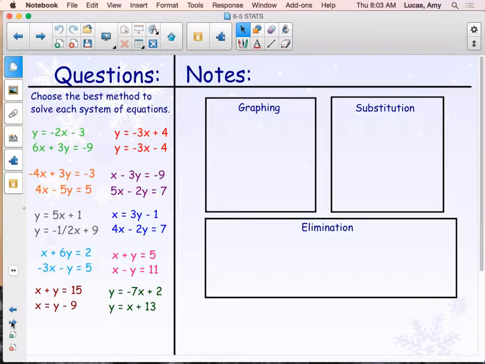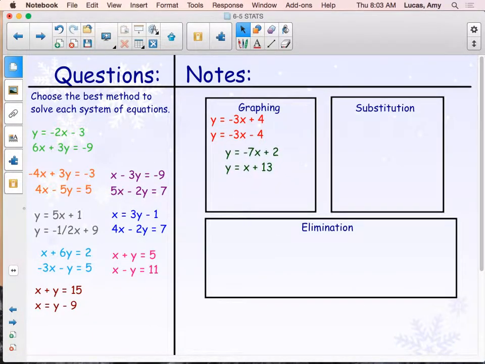So for example, this one that is red, I'm going to put under graphing because when both of your equations are written in slope-intercept form, that's when it makes sense to graph your system. So here's another one where both equations are written in slope-intercept form, and here's a third one.